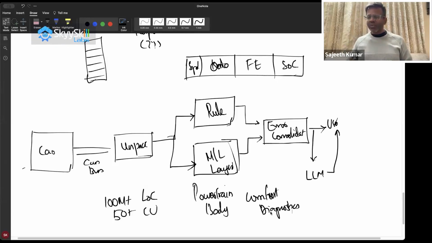So there are so many CAN lines present in vehicles, and then there are 100 million lines of code, which means there are so many problems and so many errors which can happen. And then there are 50-plus control units, each one bringing its own complexities.